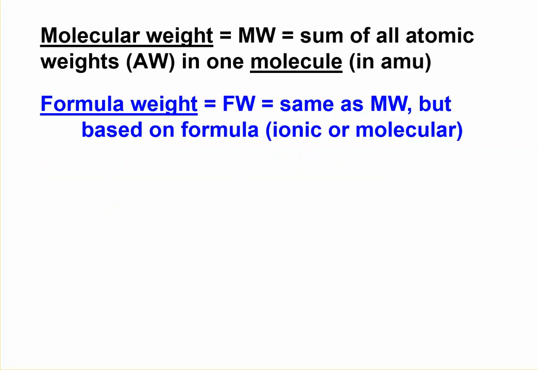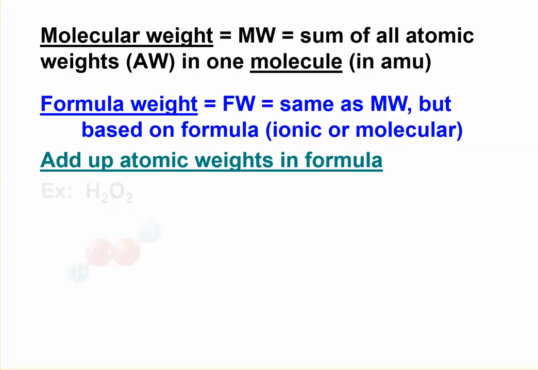Let's try an example. So to get the formula weight or the molecular weight, either one, you just add up the atomic weights in the formula. Remember, the atomic weights are found on the periodic table. The periodic table is numbered according to atomic numbers, the number of protons. The other number on the periodic table is the atomic weight, and we're going to be using those. So we'll do a molecular weight.